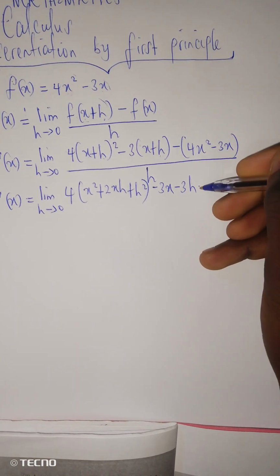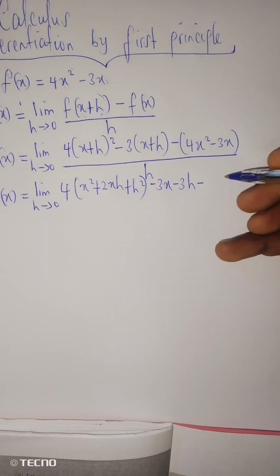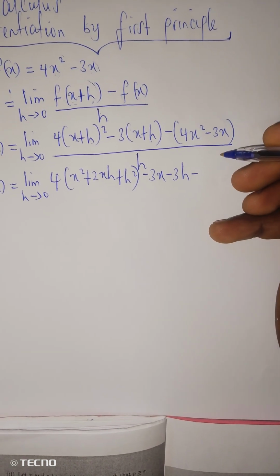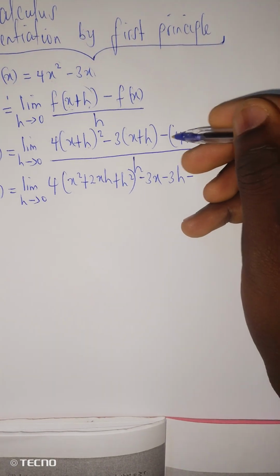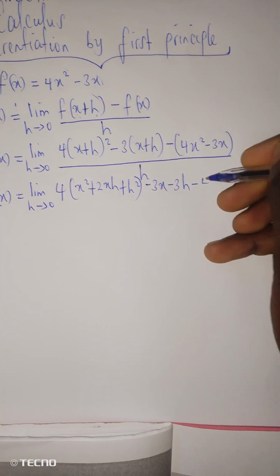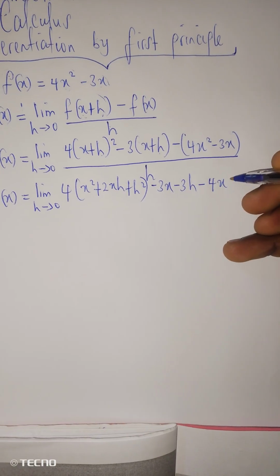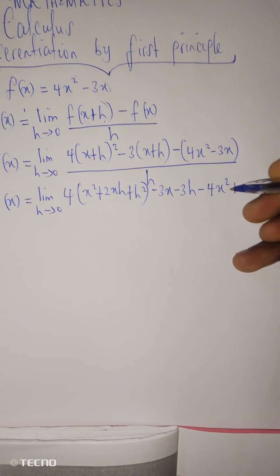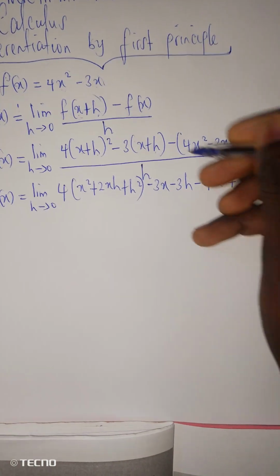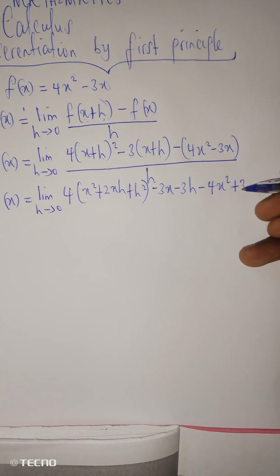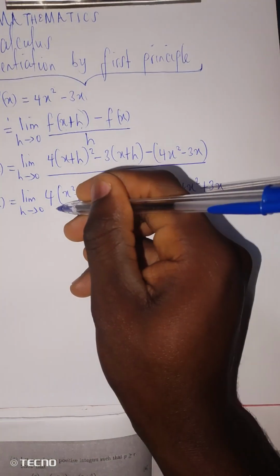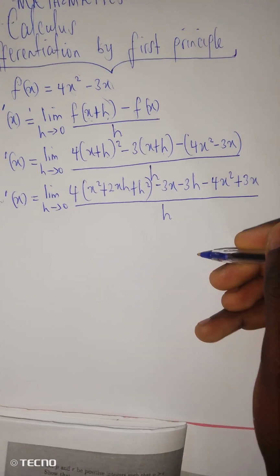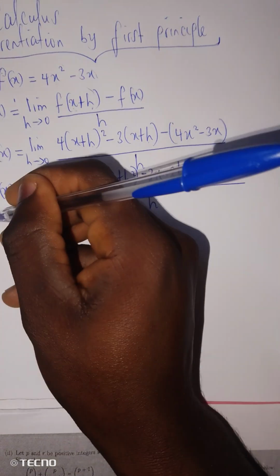Then I'll multiply this also, negative, I'll distribute it to whatever is in the brackets. So I'm going to say negative by 4x squared, that is negative 4x squared, then negative by negative, that is positive, so that will be positive 3x, then over h.